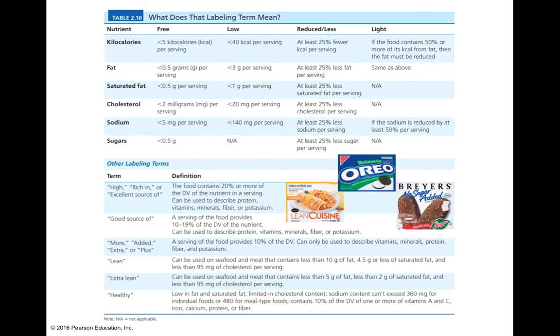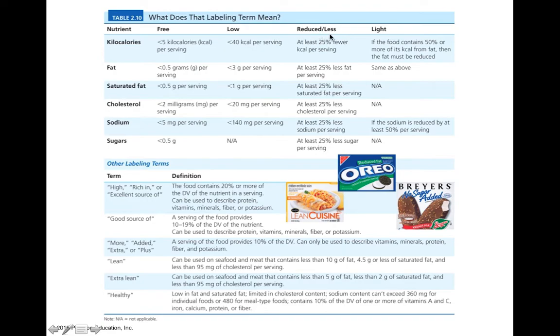All right, so again, let's take a look at the labeling. What kind of labels do we have? So the nutrient is going to have the kcals, that should be on there, right? So if you're going to say that it's calorie free, it's going to have less than 5 kcals per serving. If you're going to say it's low in calories, it has to have less than 40 kcals per serving.